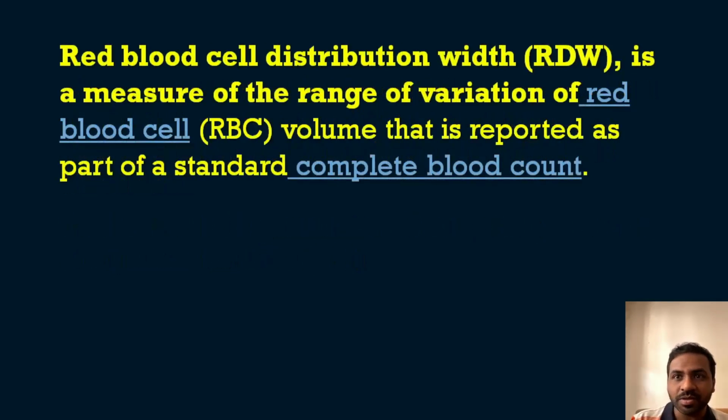Okay, so that is the mean corpuscular hemoglobin concentration. And the final option was the red blood cell distribution width, otherwise known as the RDW. So this is a measure of the range of variation of red blood cells that is reported as a part of the standard CBC. Okay, so in a standard CBC, the range of variation of the RBCs will be calculated, and that is termed the red blood cell distribution width. I think that is slightly confusing, but it is very, very important. Okay, so I think that is clear for you now.